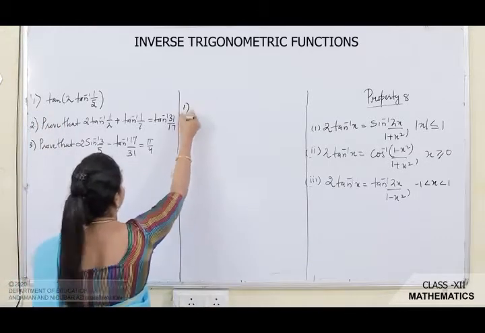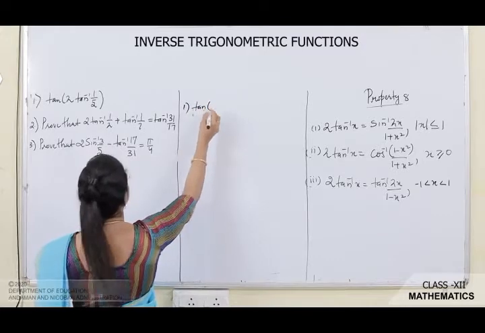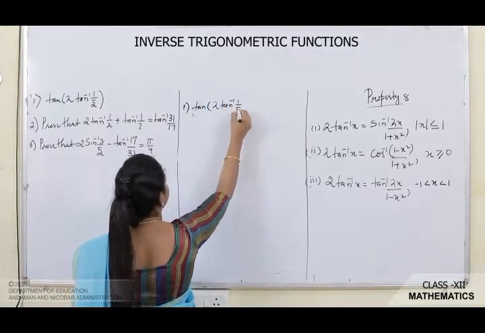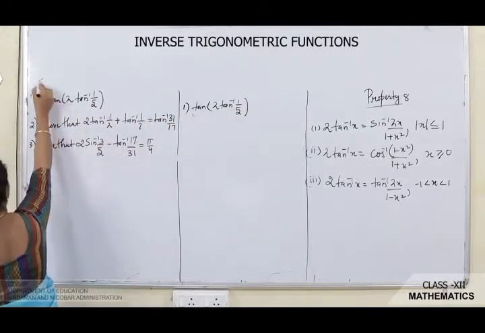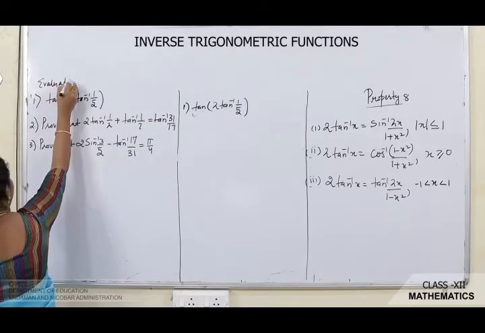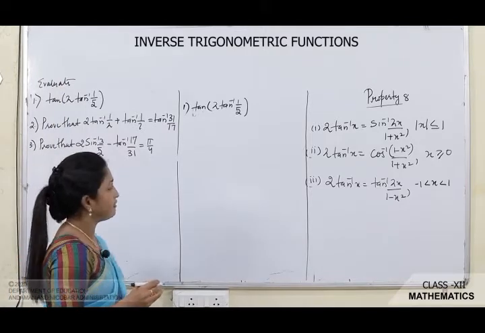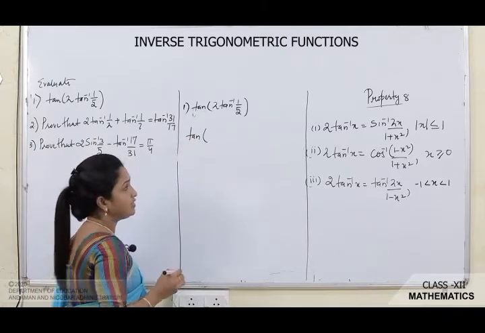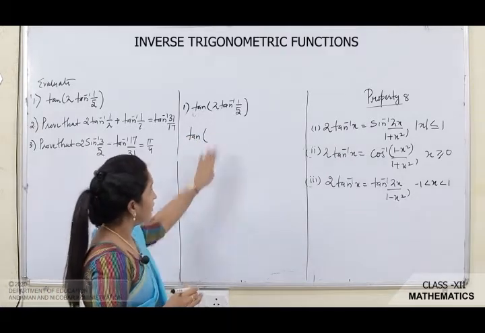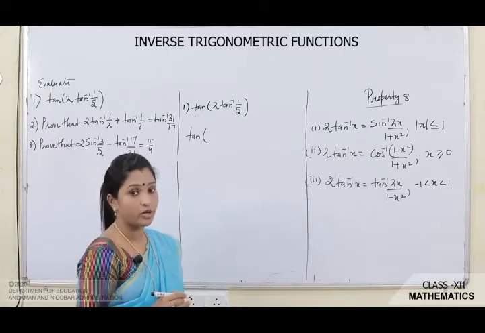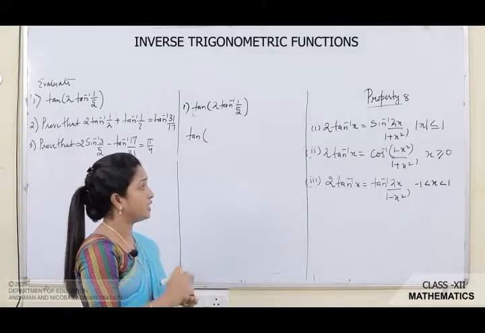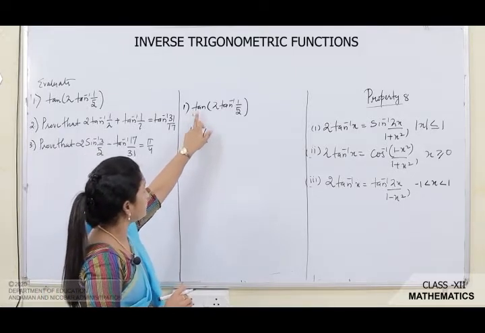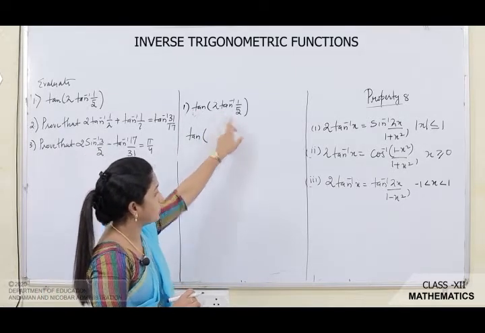See the first question here: evaluate tan of 2 tan inverse 1 by 5. Tan 2 tan inverse 1 by 5 is what? Now the question is which formula you are going to apply: whether in terms of sine, in terms of cos, or in terms of tan. Since here it is tan, it's always better to apply the formula in terms of tan.